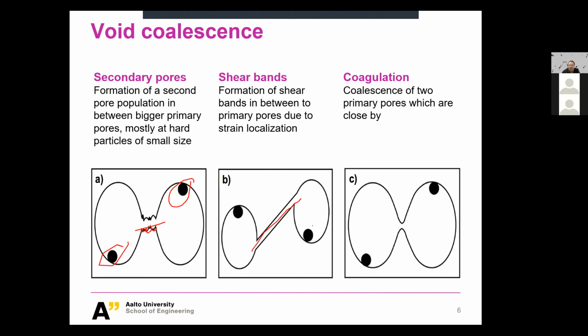So if one or two voids are not at the same height, they have a certain misalignment, and you will develop this kind of shear band. Basically, this is just accumulation of dislocations. You could imagine it that way.